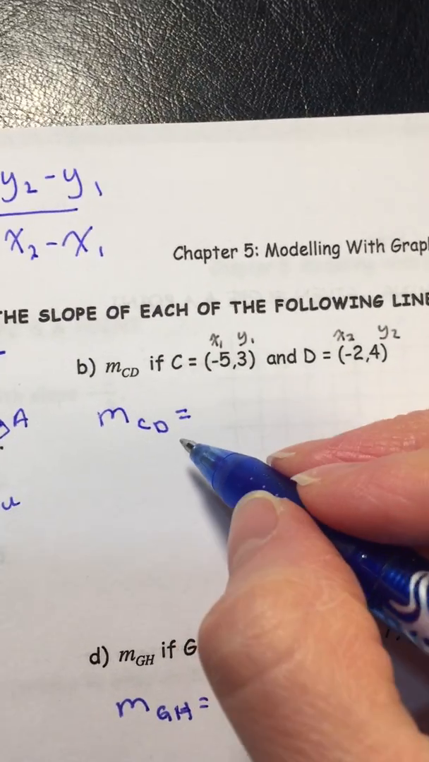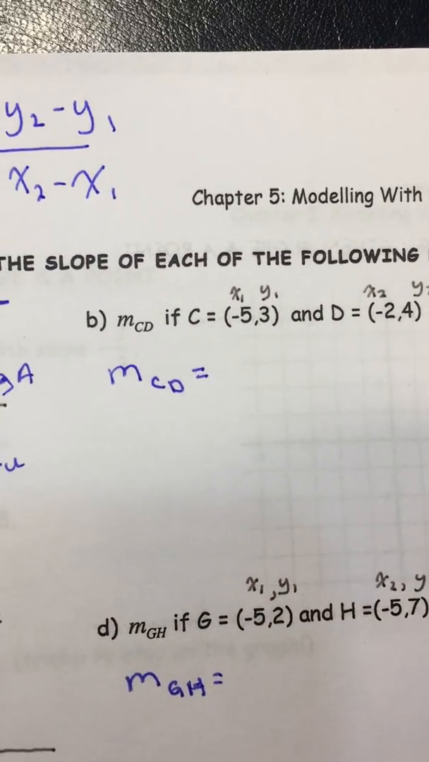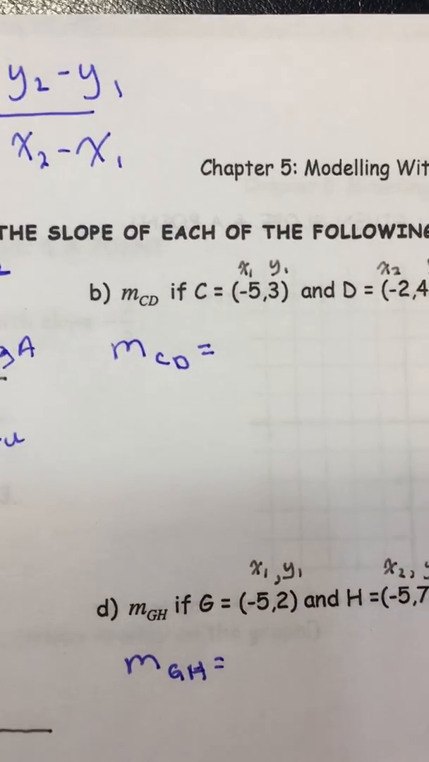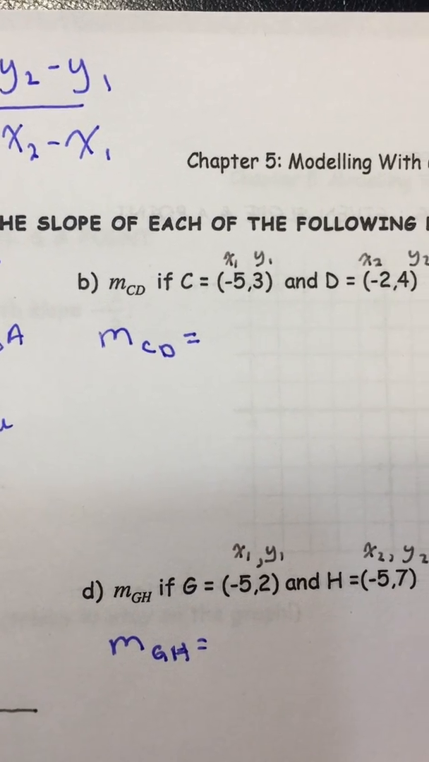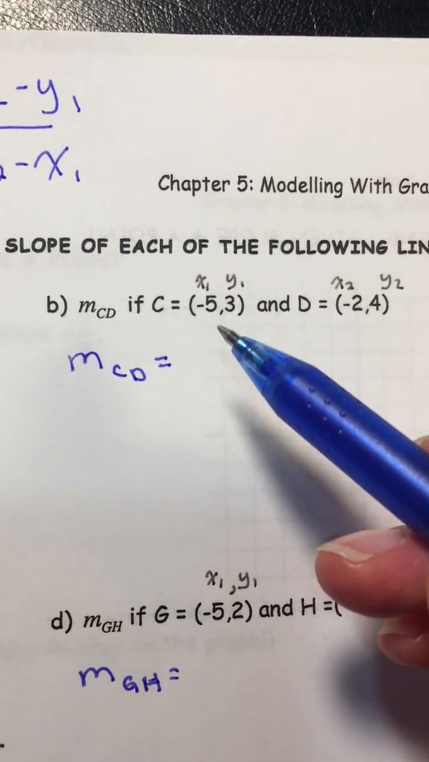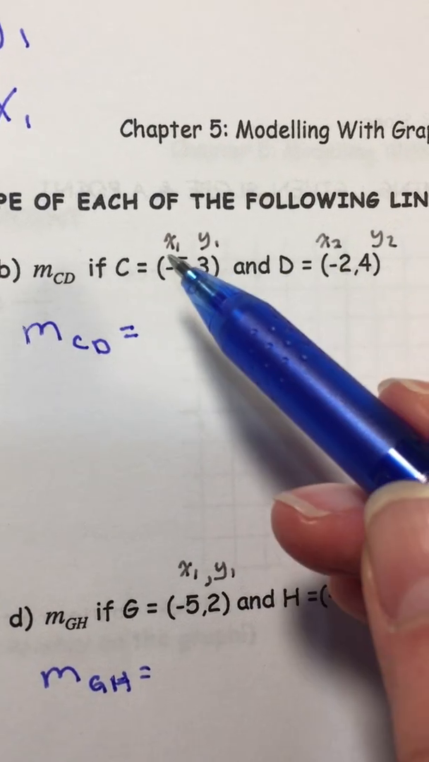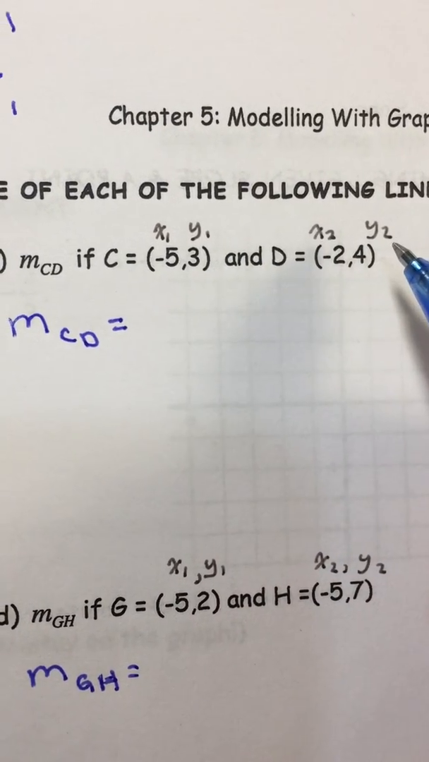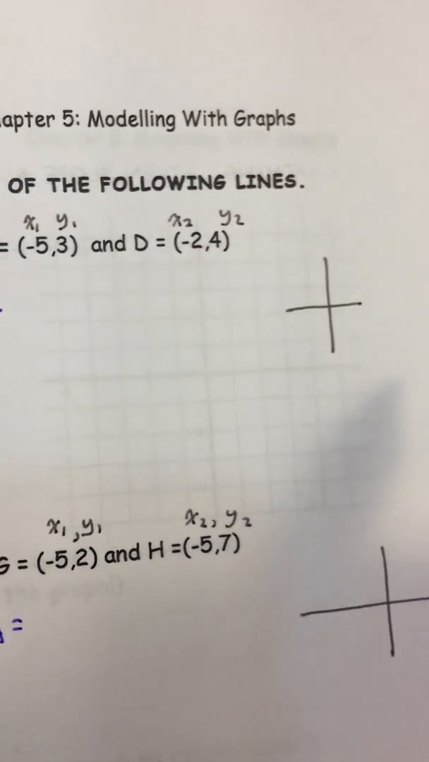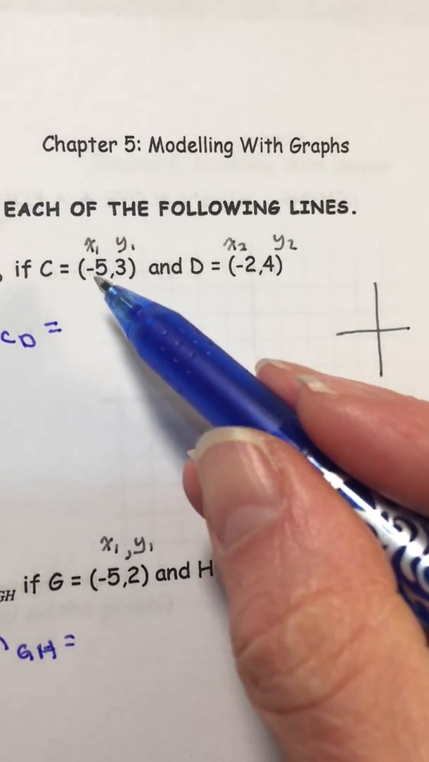Okay, next one, slope of CD. You should turn the video off and go do all these calculations and then turn the video back on to see if you got it right. Notice I'm going to label all of the points that they give me as x1, y1, x2, y2, and I recommend you do the same, and I recommend you draw a little sketch of the points.